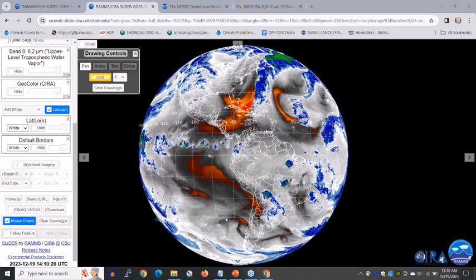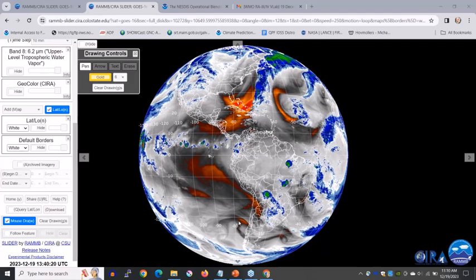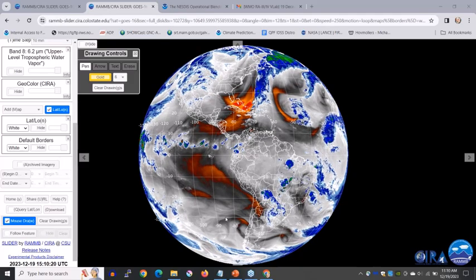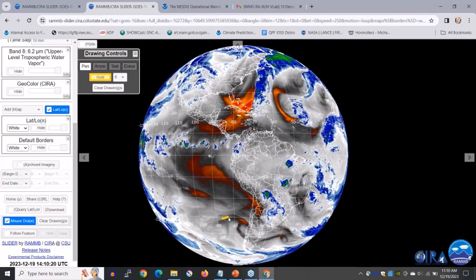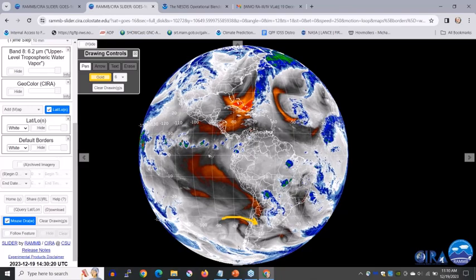So we can see that we do have very active systems coming from the westerlies for this time of the year. Here we have an upper trough that is approaching central and southern Chile and Argentina.